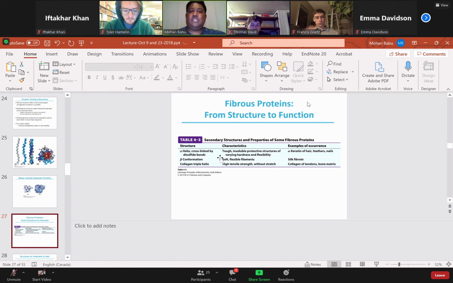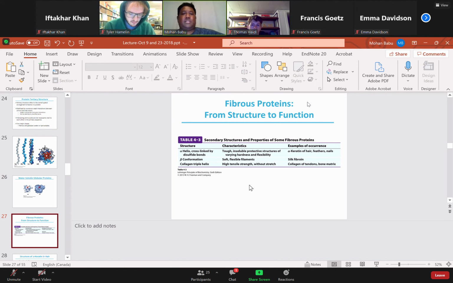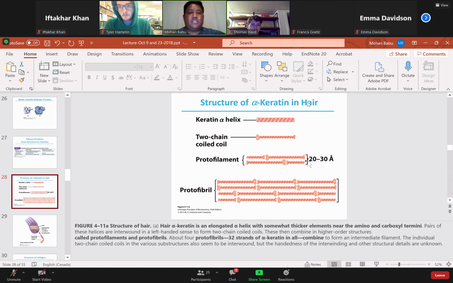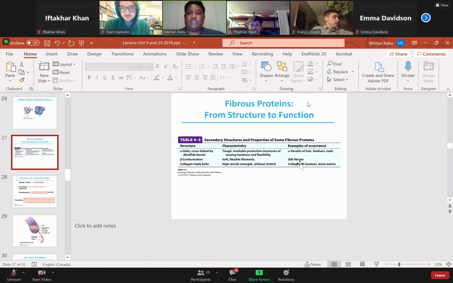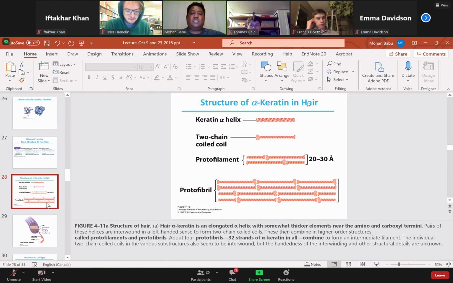Okay, so this is just an example to show the different types of fibrous proteins and whatever secondary structures they have. All right, so here's one example, the alpha keratin. The alpha keratin is the alpha helix here. That's the example we're talking about right now. We all have keratin, that's hair. It's basically an elongated helix with somewhat thicker elements near the amino and carboxy termini.